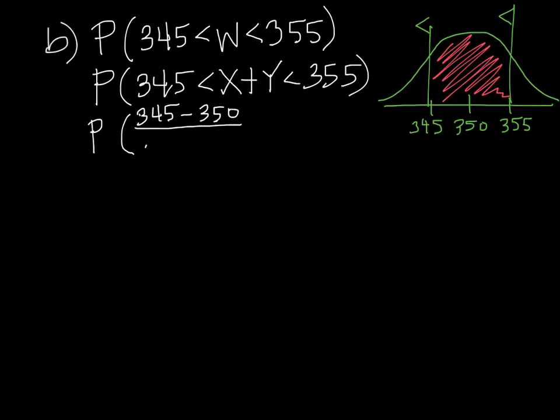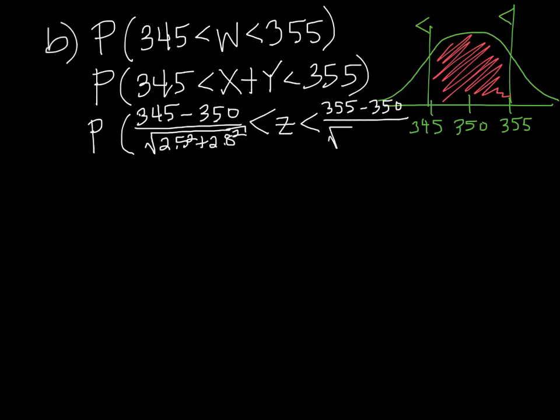But what you might see sometimes on the AP test is instead of calculating the standard deviation in and of itself, it might just give the formula for the standard deviation in the denominator. So it might look like this, and I just don't want you to be thrown off by that should you see it. So we're going to do the same thing on the other side. 355 minus 350 all over the square root of the sum of the variances.